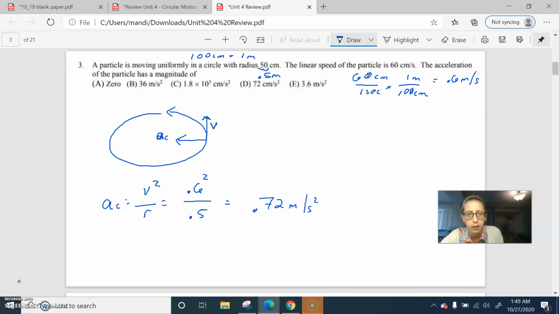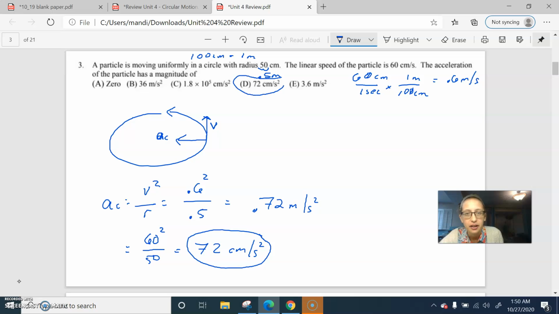Oh, and we go back to centimeters. Did I lead you astray by converting everything to centimeters? Okay, what if we left it all in centimeters? So this would be 60 squared. This feels so wrong. Over 50. 72 centimeters per second squared, I guess, in crazy land where you stay in centimeters. Okay, it's 0.72 meters per second squared. That's the answer.